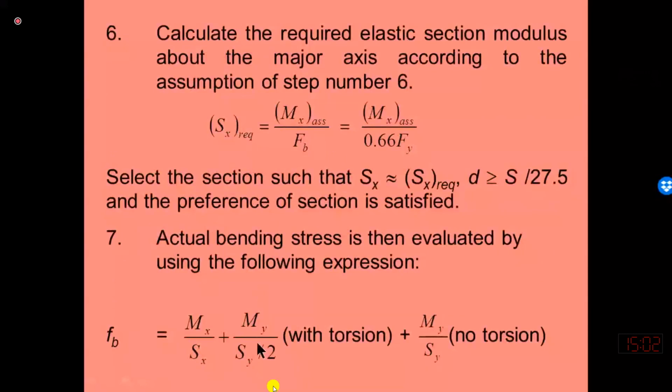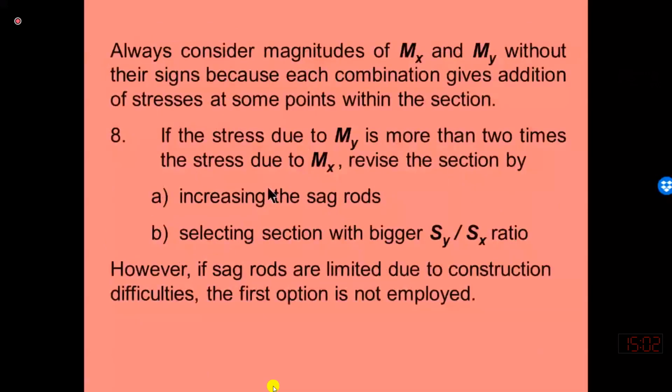So there is more bending stress about the y-axis. You will see when we start designing our problem. In that case, to reduce this bending stress about the y-axis, we can increase the sag rods. Initially, if we haven't provided a sag rod, we will provide one sag rod. If we have initiated a design with one sag rod, then we will increase it to two. And if it is not satisfying with two, then we will move from angle section to channel.